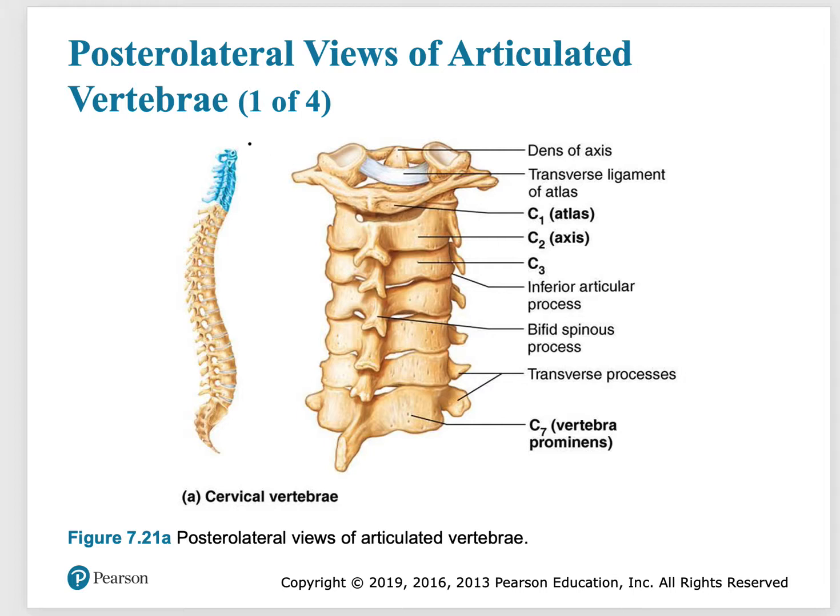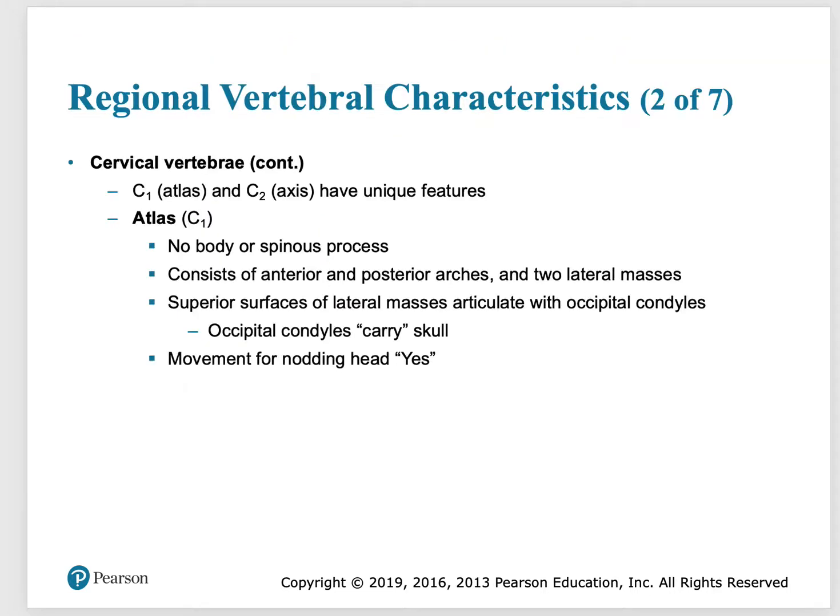All right, so C1 through 7. So we have C1, C2, C3. You can kind of see here something different about C1, right? You don't see any kind of spinous process. And the only cervical vertebrae that's typically not going to be bifid is this C7, which is that vertebra prominens. All right, let's talk about the C1 and C2 axes.